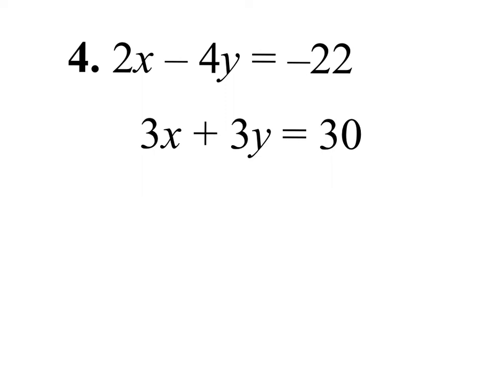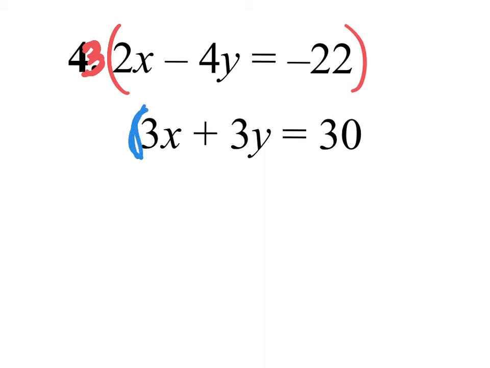Okay, let's cancel out x's. In order for these x's to cancel out, they have to be exact opposite values. So I need to modify the 2 and the 3 to become the same number, but one positive and one negative. So I'm going to take the top equation and multiply it by 3. Why am I going to multiply it by 3? Because that'll give me a 6 up there.